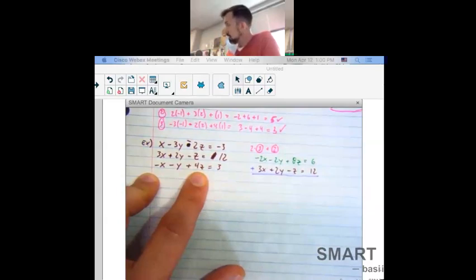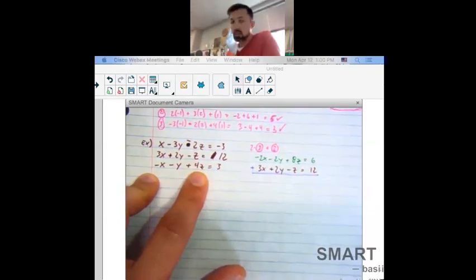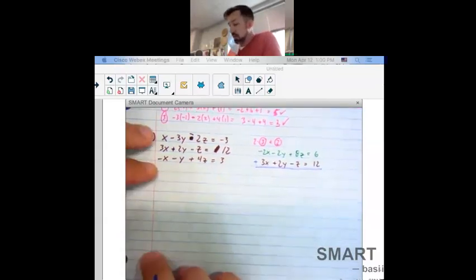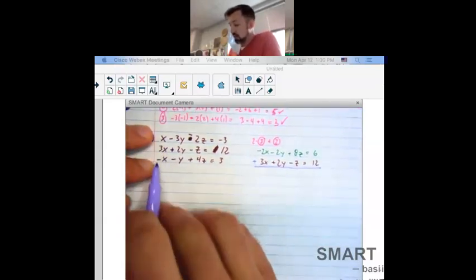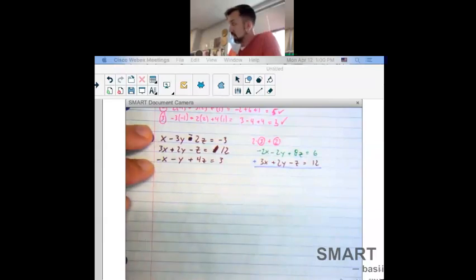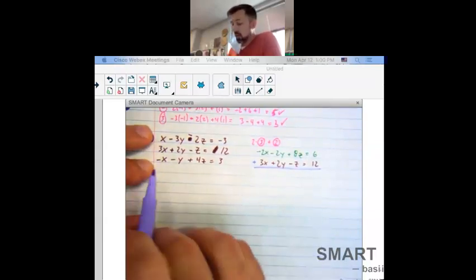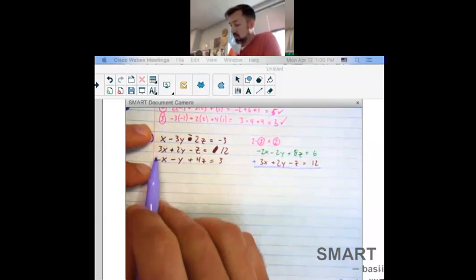Anybody see a different path? Yeah, I would have taken advantage of the x's here. That we have a positive x and a negative x. Those will go ahead and cancel the way they are, and then there's a way to cancel one of them with the second one also.